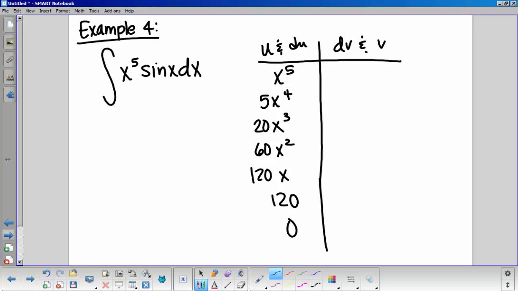Wow. Can you imagine doing this 5 times the other way without the tabular method? I mean, I can. That would be terrible.